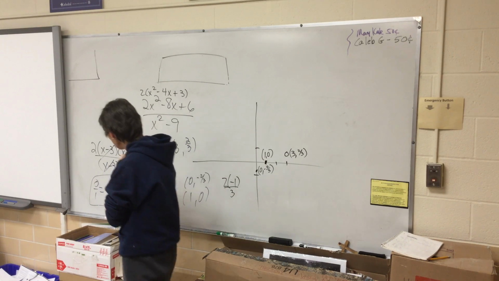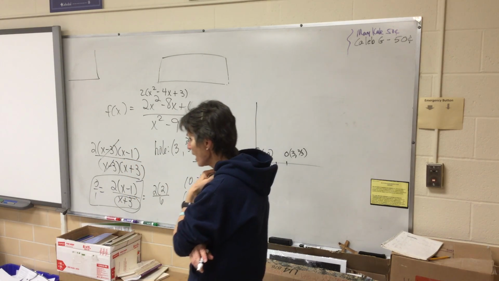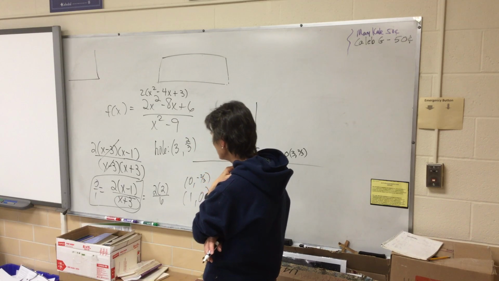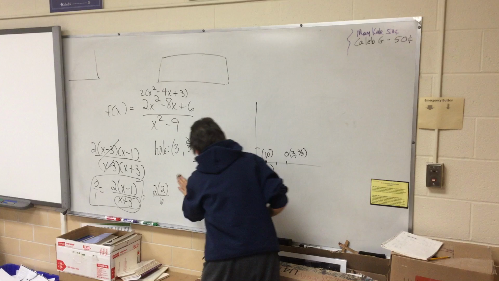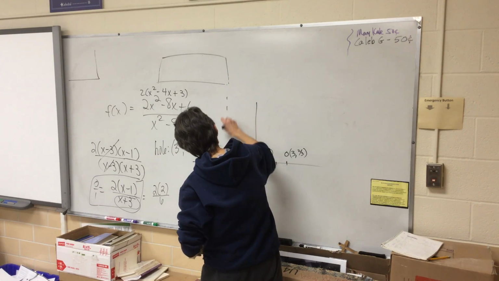Don't I have a vertical asymptote? That's called a non-removable discontinuity. I have a vertical asymptote at -3. x equals -3.